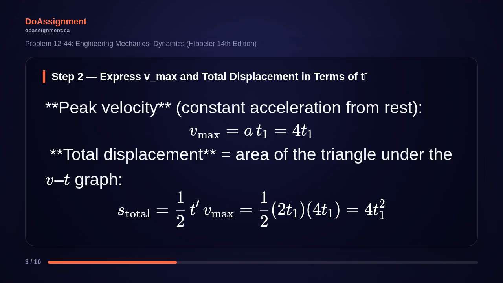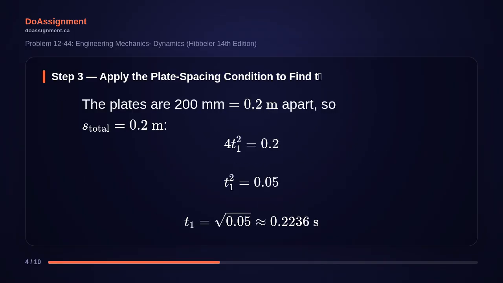The total displacement equals the area of the triangle under the velocity-time graph, 1/2 times the base 2t1 times the height 4t1, which simplifies to 4t1 squared. Setting the total displacement equal to 0.2 meters gives 4t1 squared equals 0.2, so t1 squared is 0.05, and t1 is the square root of 0.05, which is approximately 0.2236 seconds.